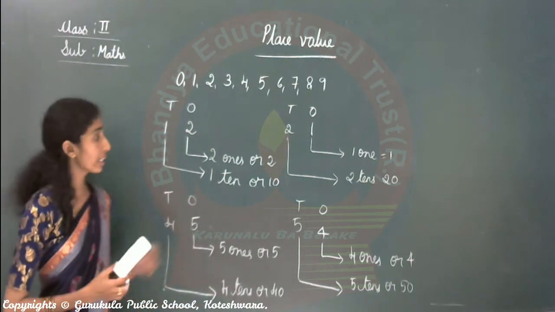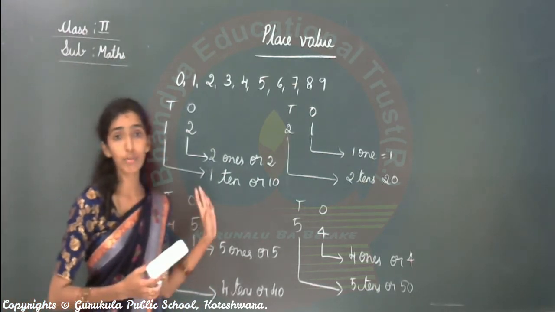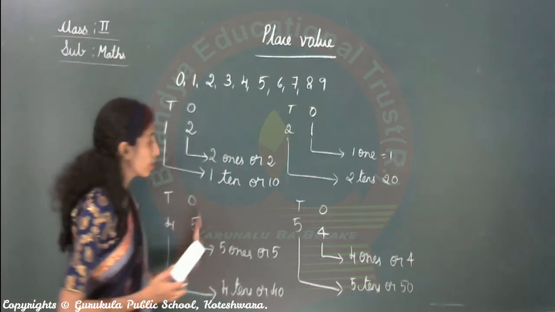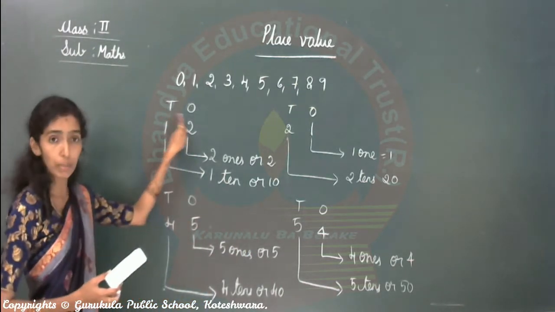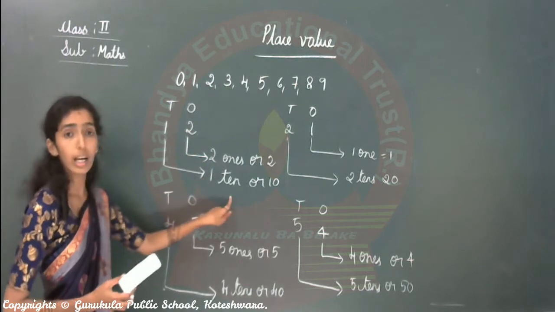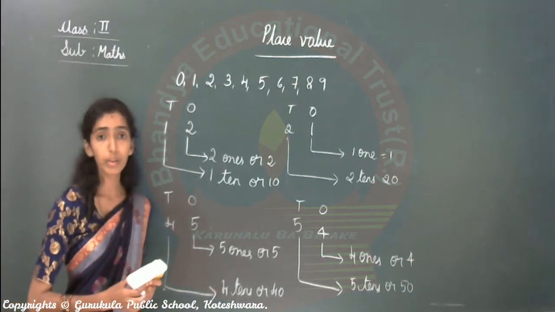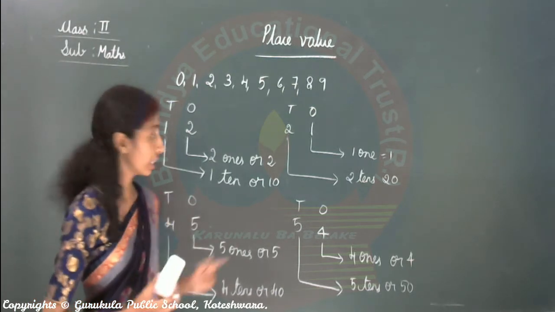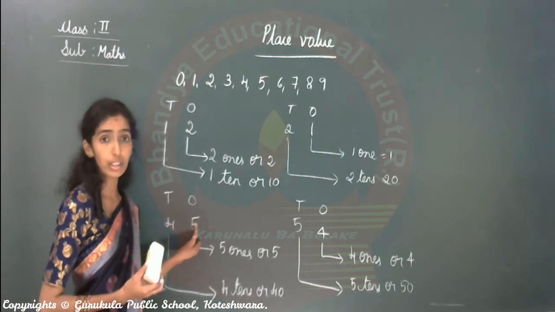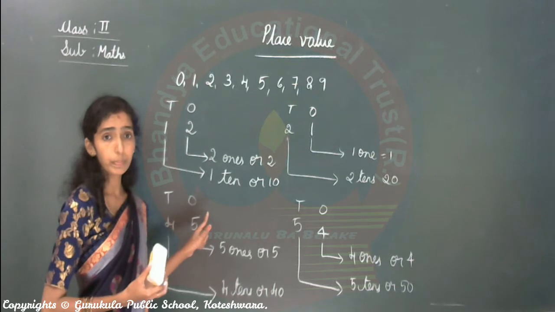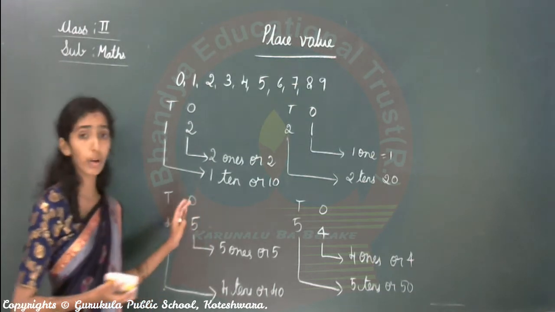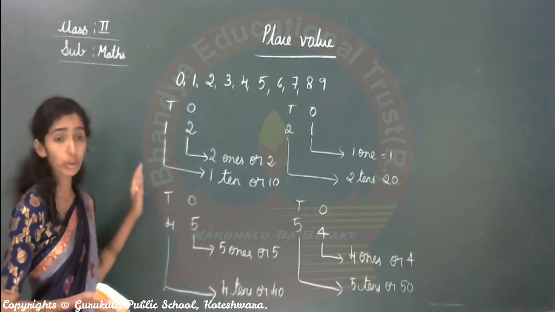So, like this only we can write place value for a 2 digit number. It is a 2 digit number. We can use place value and you can write the place value of a number like this. Understood now, children? Do you have any doubts to write the place value of this digit? Anyone? No, I hope you all understood.